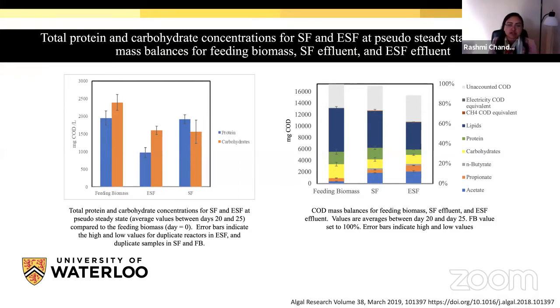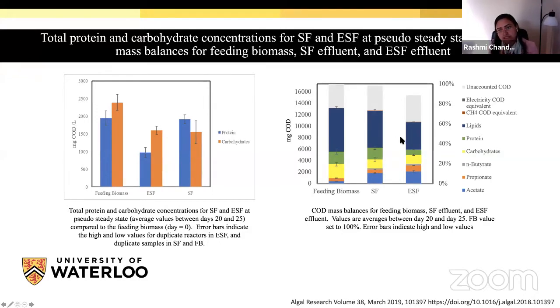It's the same as human metabolism: you get an instant source of energy from carbohydrates, but for proteins it will take time to get any energy or degrade further. So this is also a COD mass balance. This is 100% here, with respect to the respective amount of COD at every stage of feeding biomass, selective fermentation, and electrofermentation.